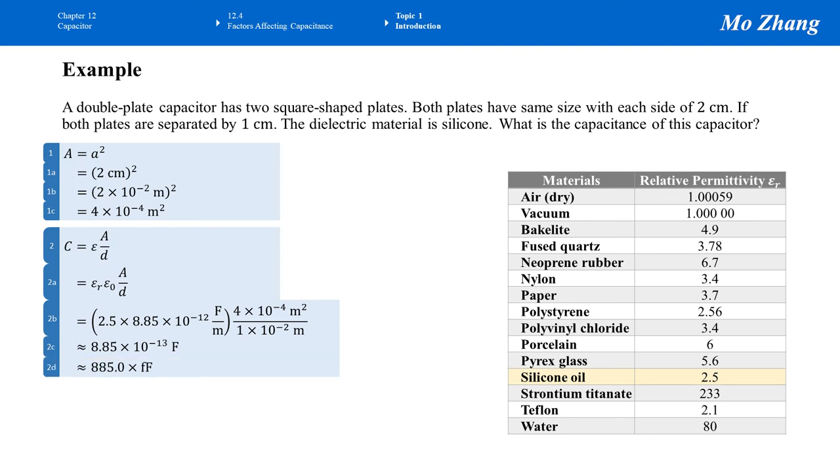We can convert this number to the equivalent engineering notation. That equals 885.0 times femtofarad, where femto means 10 to the power negative 15.